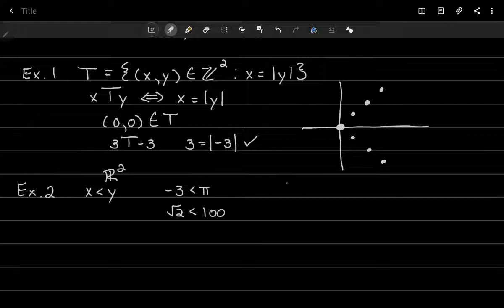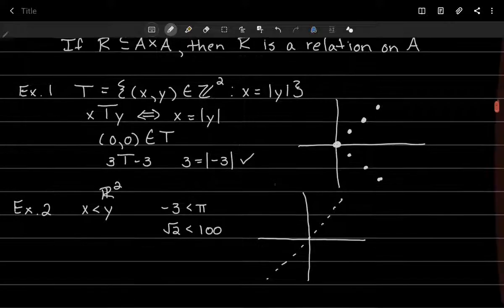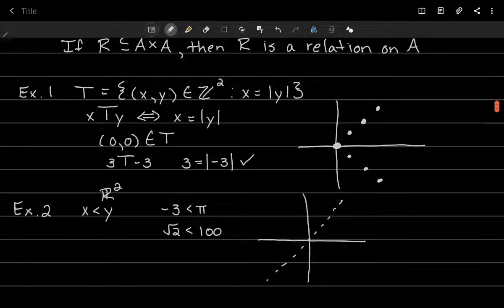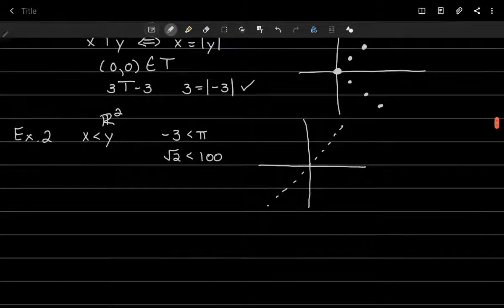If I wanted to graph, just to get a feel for all the ordered pairs that this applies to, we would have everything above the line y equals x, because that's where x is less than y. So everything up here.